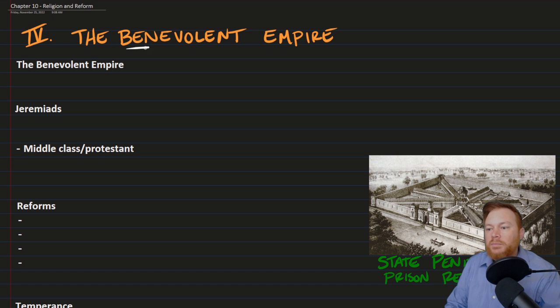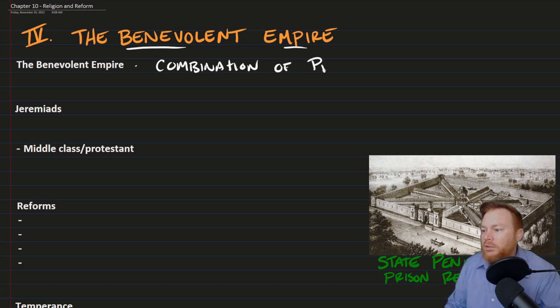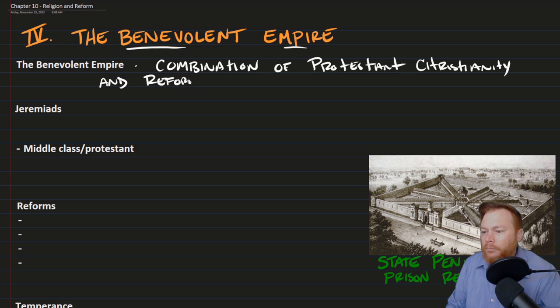Section 4, the Benevolent Empire. So the Benevolent Empire refers to the combination, we'll call it the combination of Protestant Christianity and reform. A lot of the reform movements have this backing of Protestant with them. Many reformers themselves are Protestant, and we see a very close connection between religion and reform.